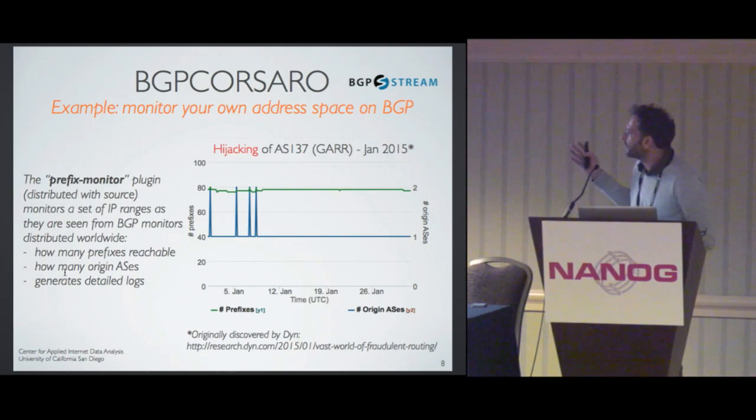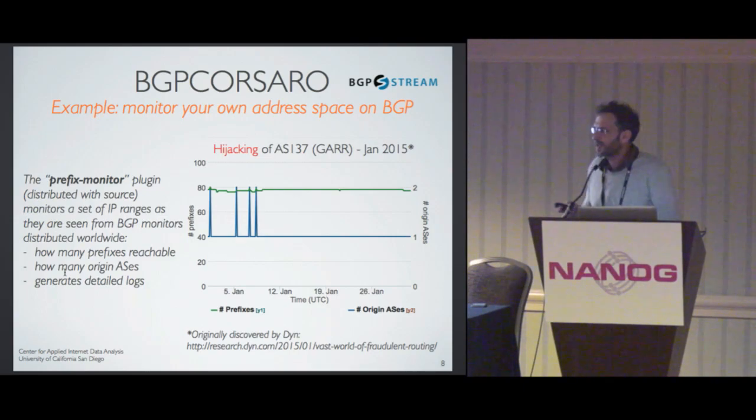This is the first one. BGP Corsaro is one of the tools that are distributed with BGPStream. It's a tool coded in C. It is designed to efficiently process large amounts of BGP data at regular intervals, so in time bins, let's say, of 1 minute or 5 minutes. It depends on the configuration. It will extract statistics and perform certain operations. And these operations are actually performed by plugins that operate in a pipeline. So it's a modular software.